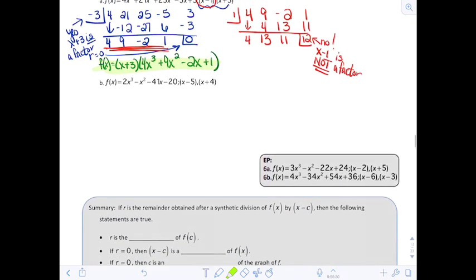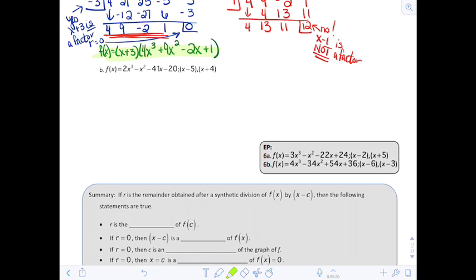All right, let's try b. I would actually advise that you pause this and try b on your own and see what you get. Okay, let's test negative 5, or x minus 5. So the 0 related to that would be 5. I'm going to write my coefficients: 2, negative 1, negative 41, and negative 20. Let's do our synthetic division. Drop down the 2, times 5 is 10, plus negative 1 is 9, times 5 is 45, plus negative 41 is 4, times 5 is positive 20. So yes, we can say that x minus 5 is a factor.